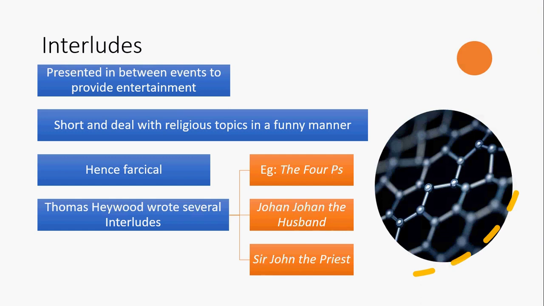What do we mean by a farce? F-A-R-C-E. A farce is a comic play that generally uses any improbable situation which is often exaggerated. The intention is to create humor and laughter. One playwright who's famous for having written interludes is Thomas Heywood. The three plays by Thomas Heywood are there on your screen. The Four P's, Johan the Husband, and Sir John the Priest. These three are examples of interludes.